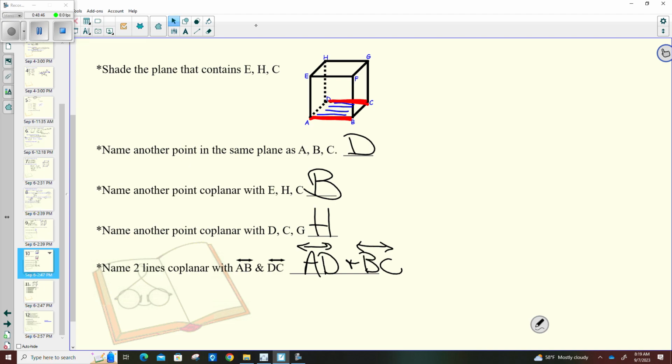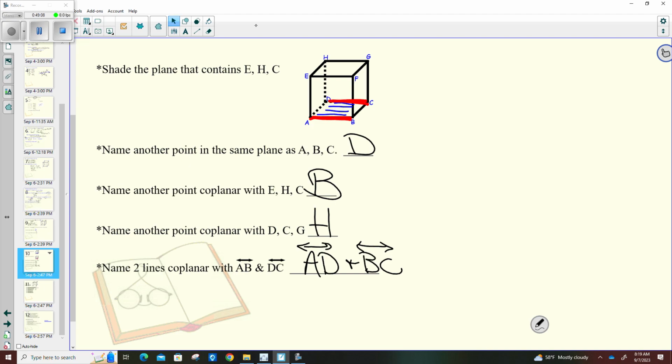Yeah. EF would not work because it is not coplanar, because that's kind of like the front of the cube and then the bottom of the cube, so I can't get them all in one plane. Yeah. CD and BA is where we started. Those are the ones they have to be in the same plane as.